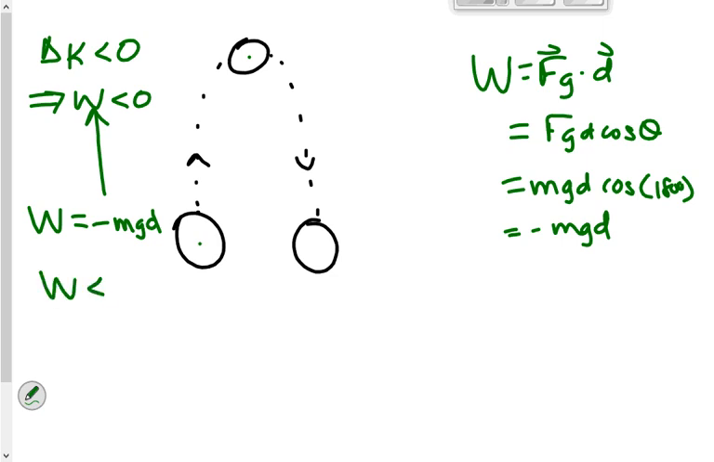So, if the work is less than 0, what can you tell me about the gravitational potential energy? Or I'm sorry, the change in potential energy. That's going to have to be positive, which means what is happening to it? Increasing or decreasing? It's going to be increasing.